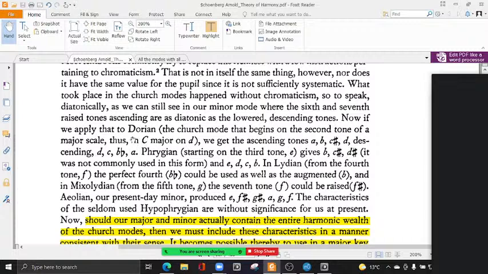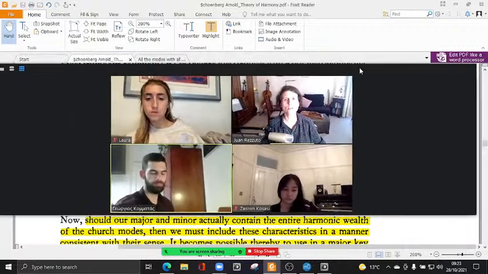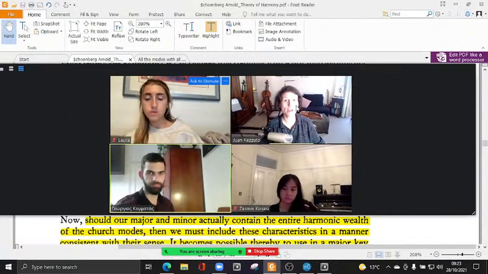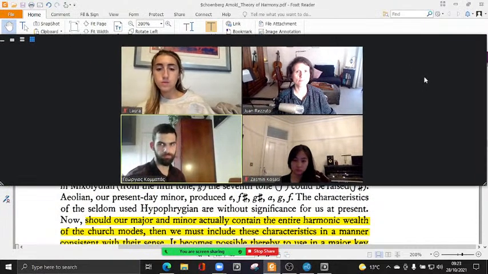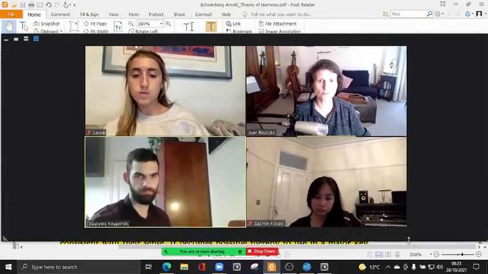Now, if we apply that to Dorian, the church mode that begins on the second tone of a major scale, thus in C major, on D, we get the ascending tones A, B, C sharp, D, and descending D, C, B flat, A. So what he's doing basically is to apply the same device that we used to the Aeolian.